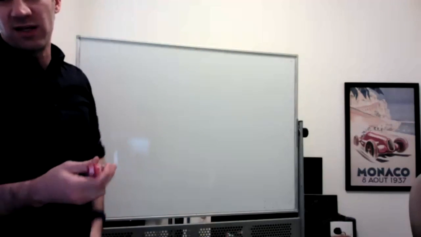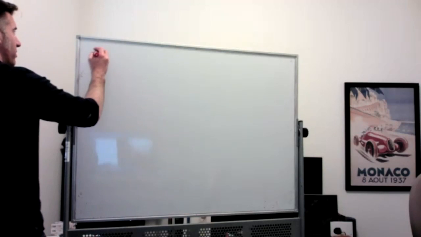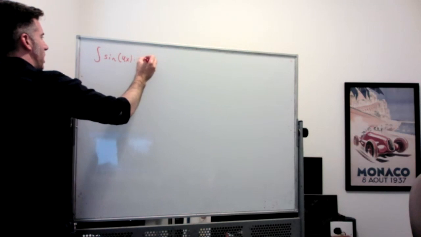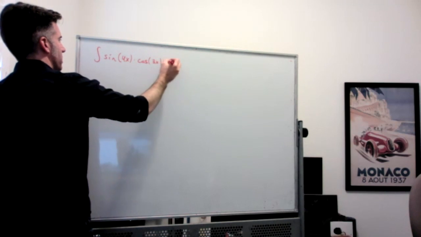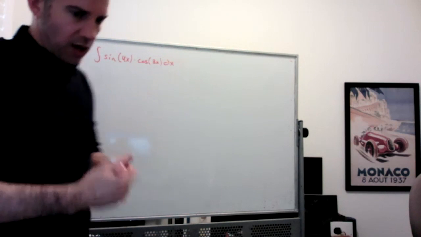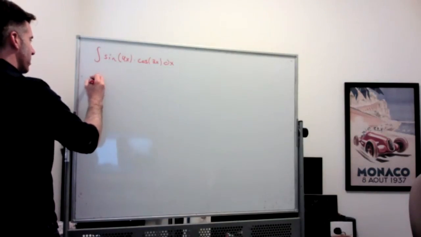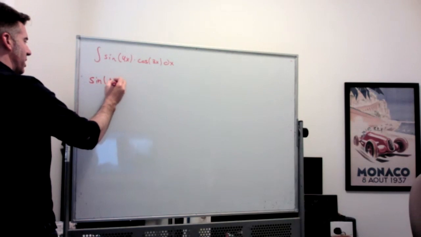There's a couple different ways of doing this problem. So if I want to do the integral of sine of 4x times cosine of 3x dx, one way of tackling it is to use a trig identity. There's a trig identity, the angle sum identity for sine.